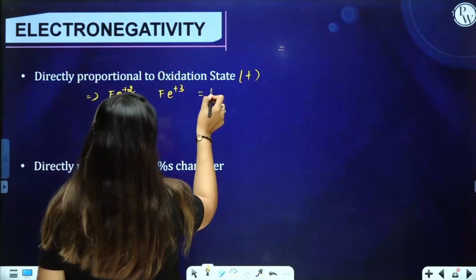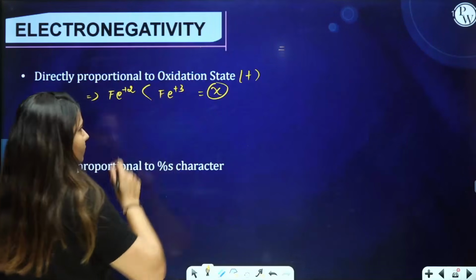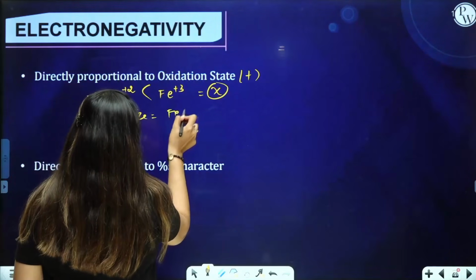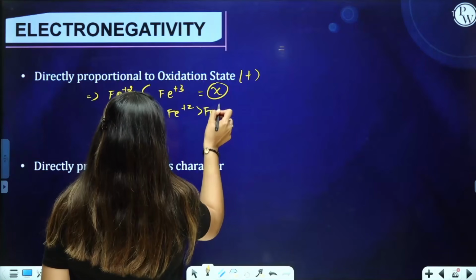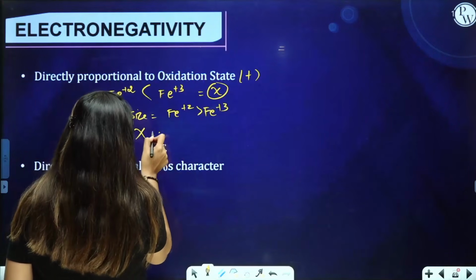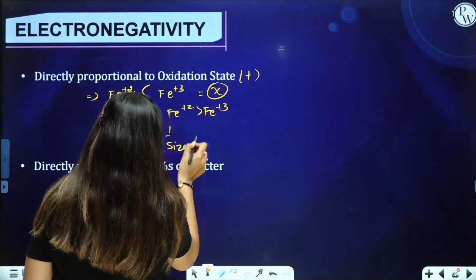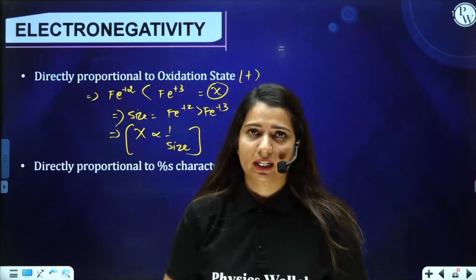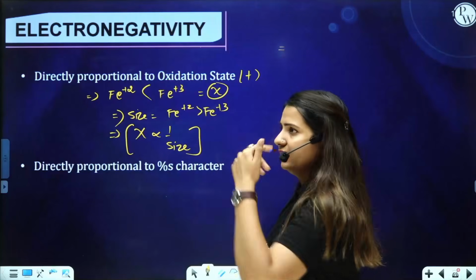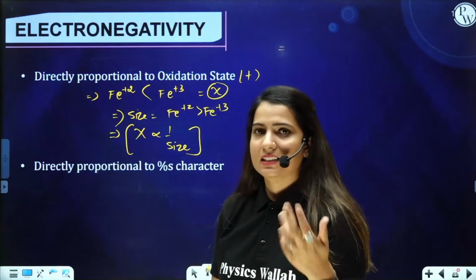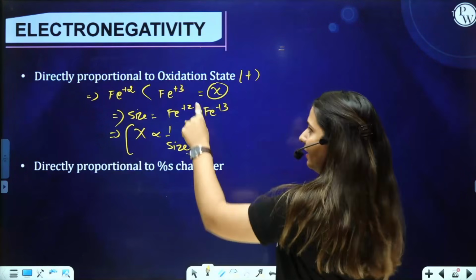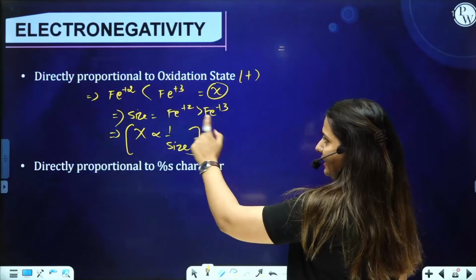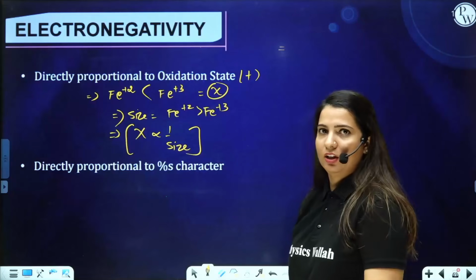So which is having the greater electronegativity? Because size is the main role. Fe plus 2 is having greater size than Fe plus 3. And you know that electronegativity is inversely proportional to the size. Greater the size, less is the electronegativity. Just see the charges. Greater the positive charge, less is the size, more is the electronegativity. Relate these two, and you will get your answer, right?